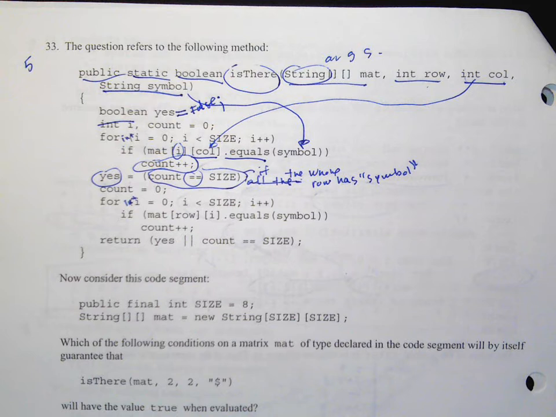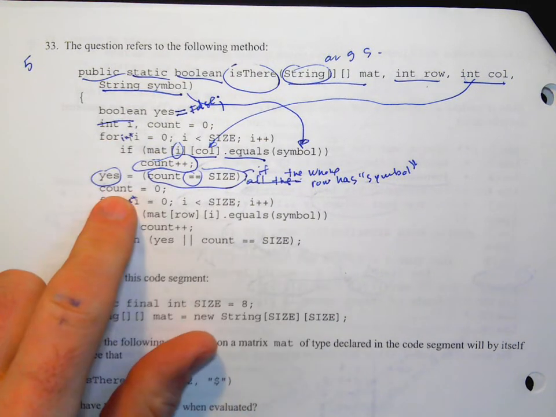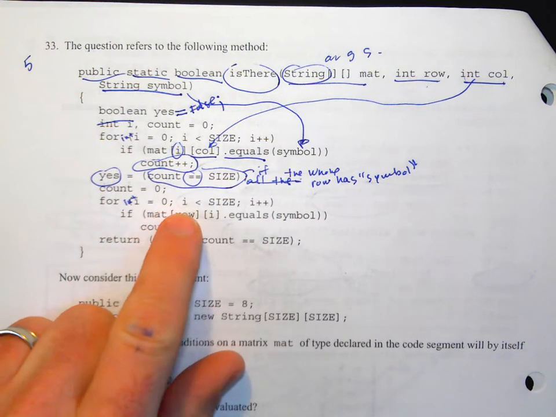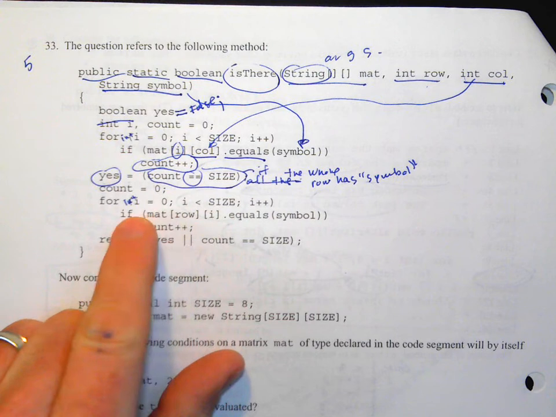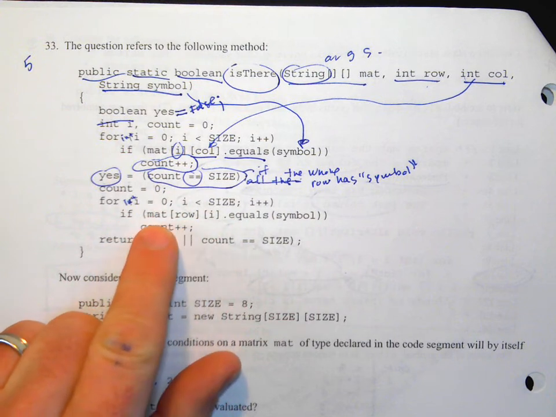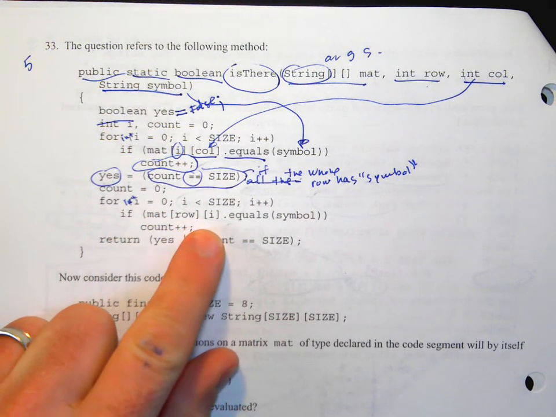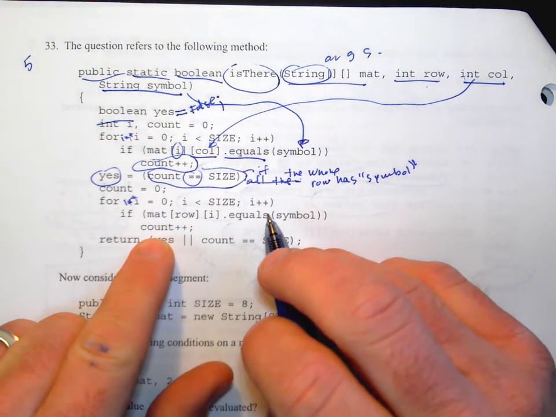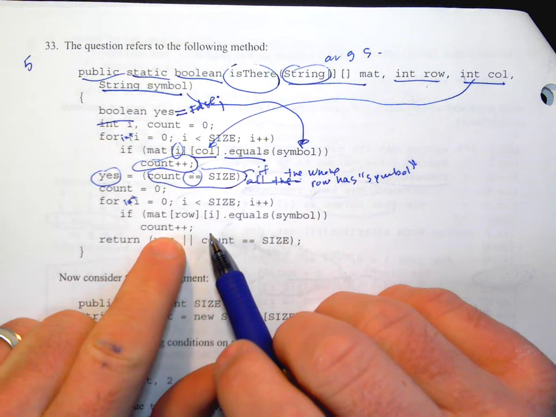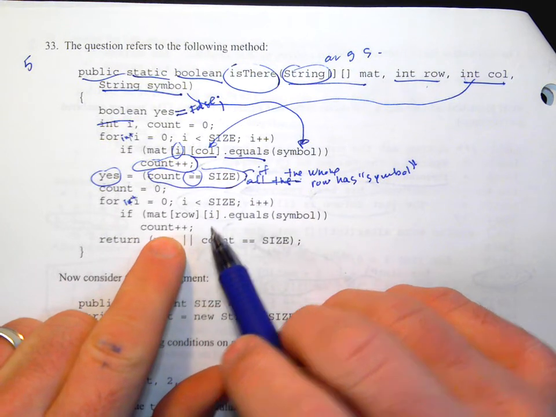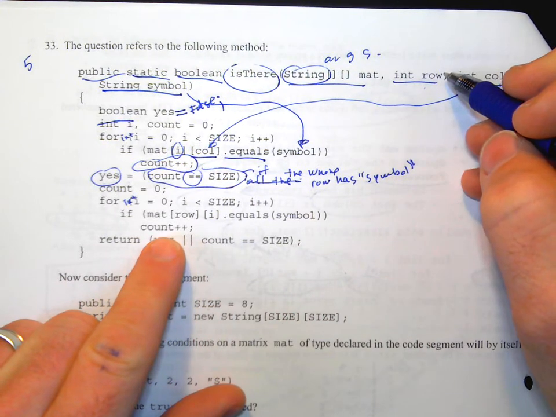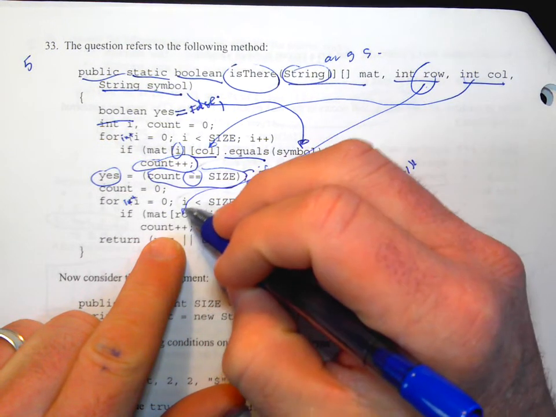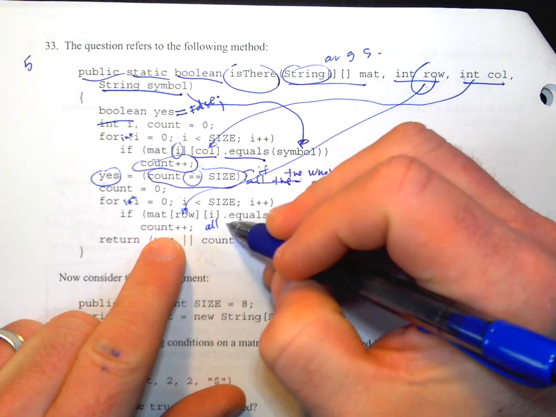So then count gets reset back to 0. Okay. And then we go through, we do the same thing, going through all these I values. And it says if mat row I equals symbol, count plus plus. So this looks just like the previous thing, right? But now we're looking at a specific row and we're looking at all the columns.